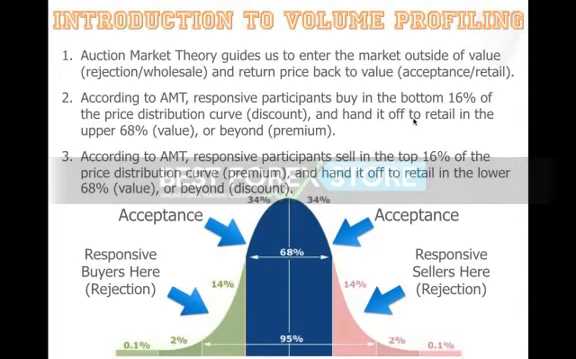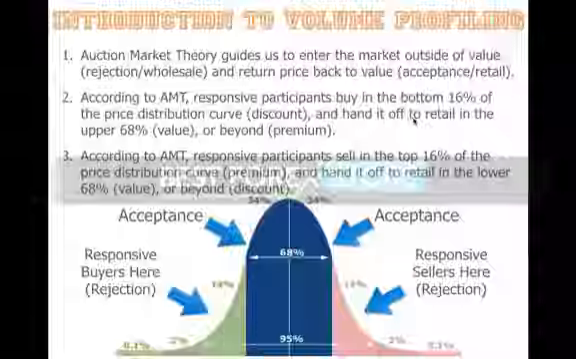The flip side, according to AMT, responsive participants sell in the top 16% of the price distribution profile, and this is where premium prices are, and then they hand it off to retail prices in the lower 68%, which is where the value area is. Acceptance. And at times beyond in discount territory.